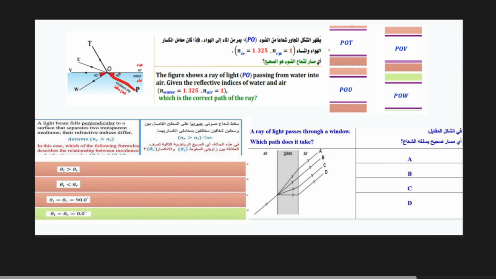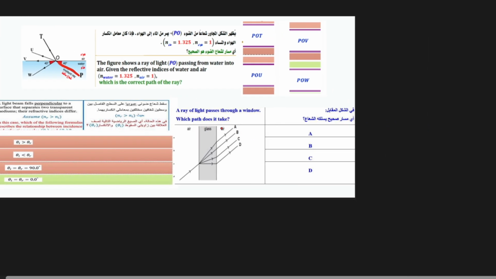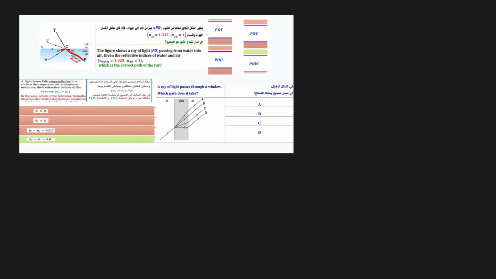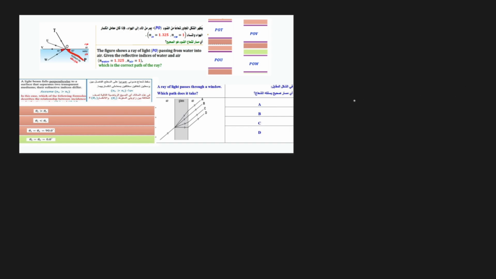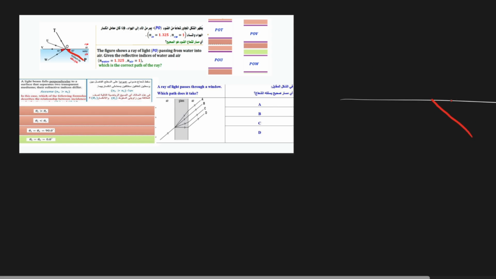So we have an angle that is 40 degrees to the boundary itself, not to the normal. Actually, let's draw it here. I will draw it again so it's clearer. Okay, so we have a boundary here and we have the ray that is hitting at 40 degrees to the boundary, and we have a normal here.